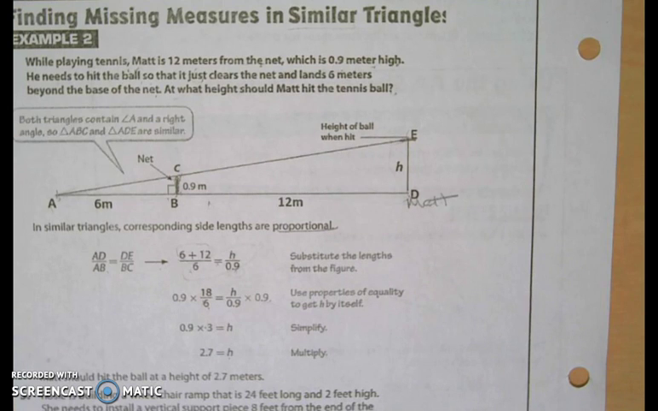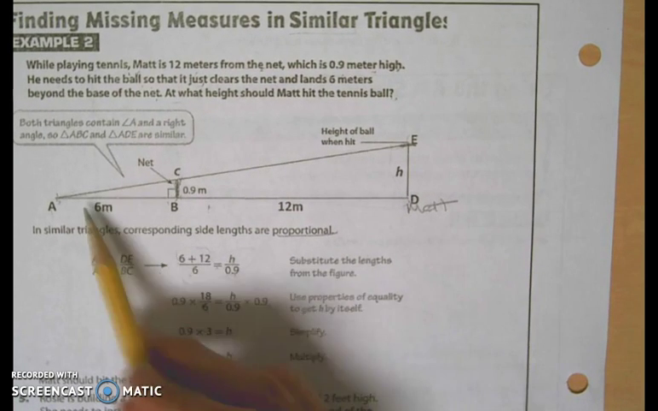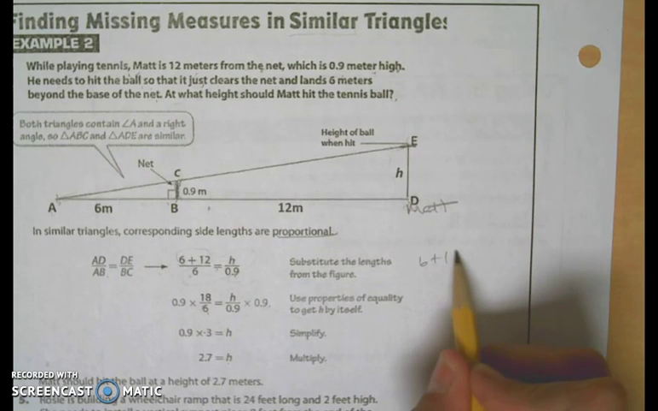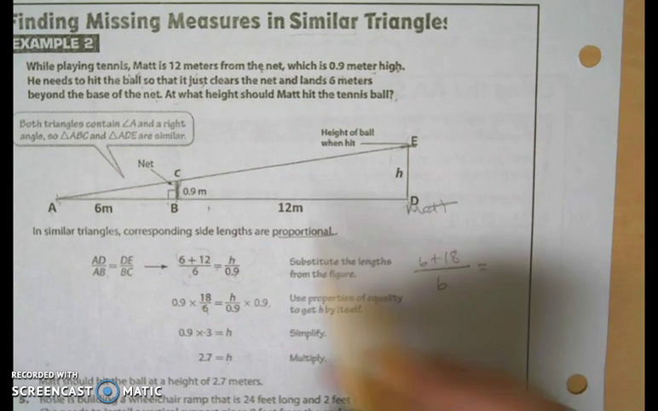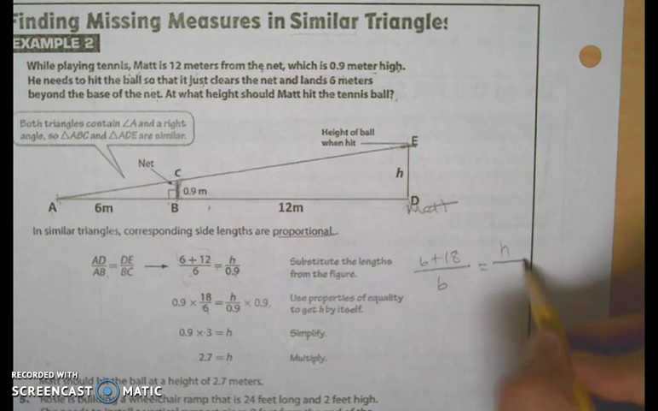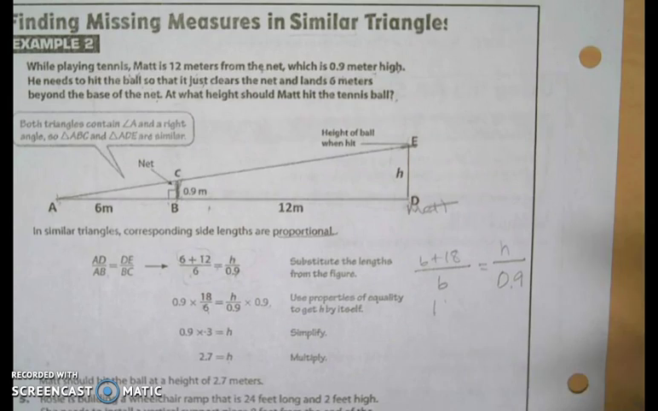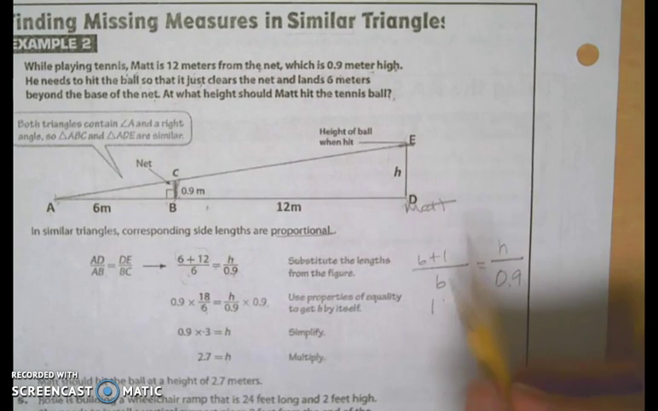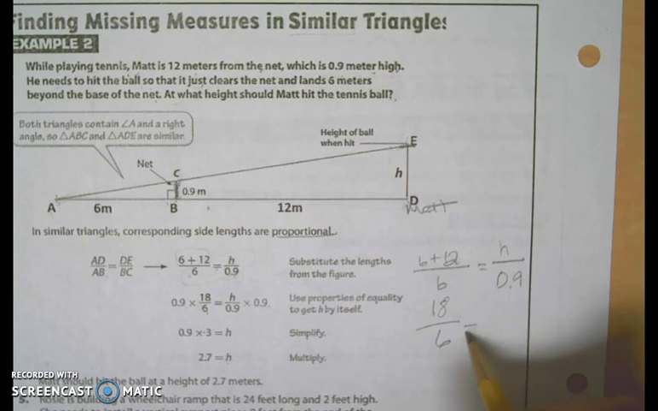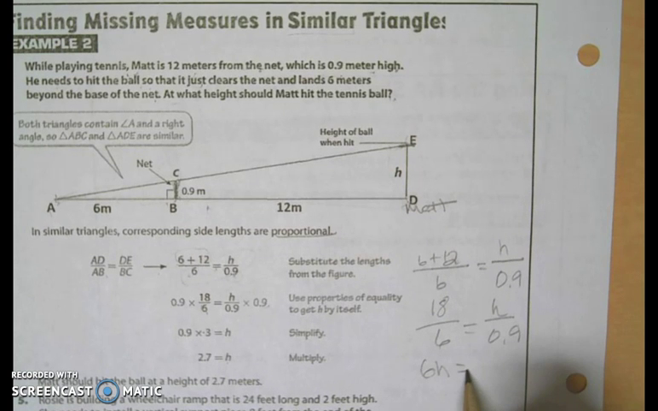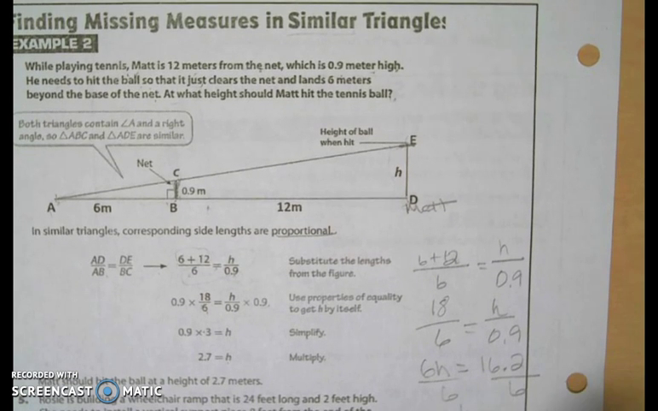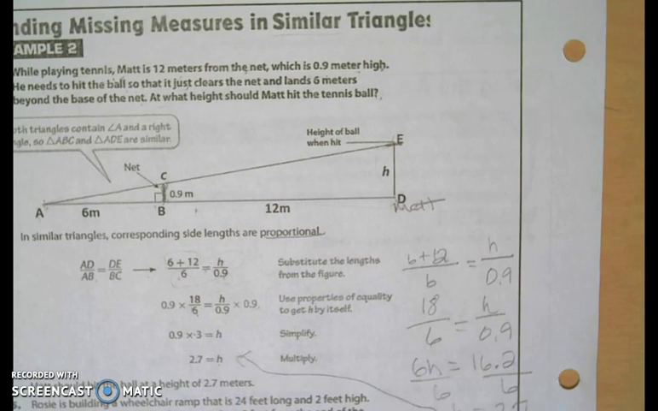And this is how we normally solve proportions, if you're more comfortable with this. 6 plus 12 is 18, is to 6 as H is to 0.9. We would add those together, and then we would cross multiply. So I would get 6H equals 16.2. Divide both sides by 6, and H is equal to 2.7. Get the same answer, different strategy to get there. Either way. Okay, you try.